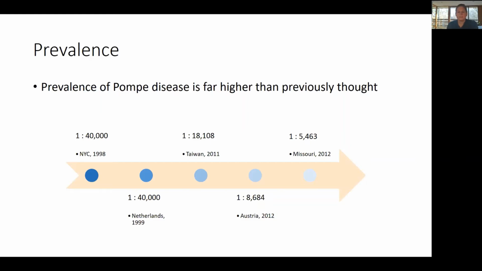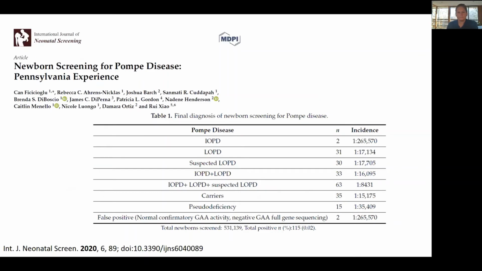And as I mentioned, the previous overall incidence of Pompe was about 1 in 20 to 1 in 40,000. And now what we're seeing is that this number could be as low as 1 in 8, 1 in 10,000, depending on the population screened. This was a nice paper that was recently published by the group in Pennsylvania when they looked at their population of patients screened for Pompe disease. And you can see that they had values ranging from about 1 in 8,600 to 1 in 23,000.